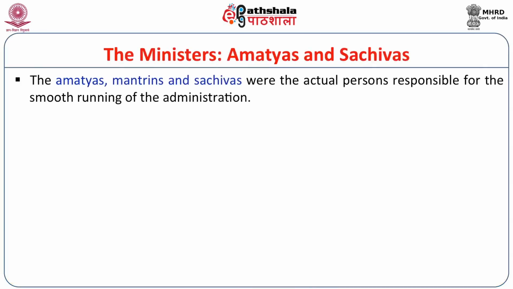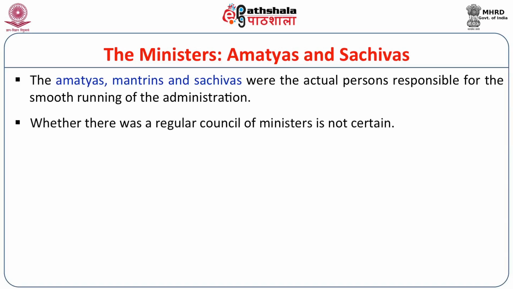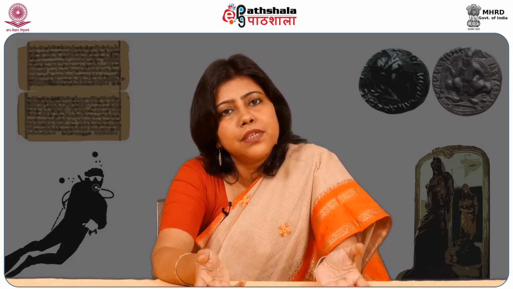Now we shall study something about the ministers. They were called the Amatyas and the Sachivas. The Amatyas, Mantrins and Sachivas were the actual persons responsible for the smooth running of the administration. Whether there was a regular council of ministers is not certain, because as we have already discussed, in this period we do not have any text like the Arthashastra to discuss the administration. We have mostly some inscriptions and some normative texts from where we get some data regarding the administration of the Guptas.